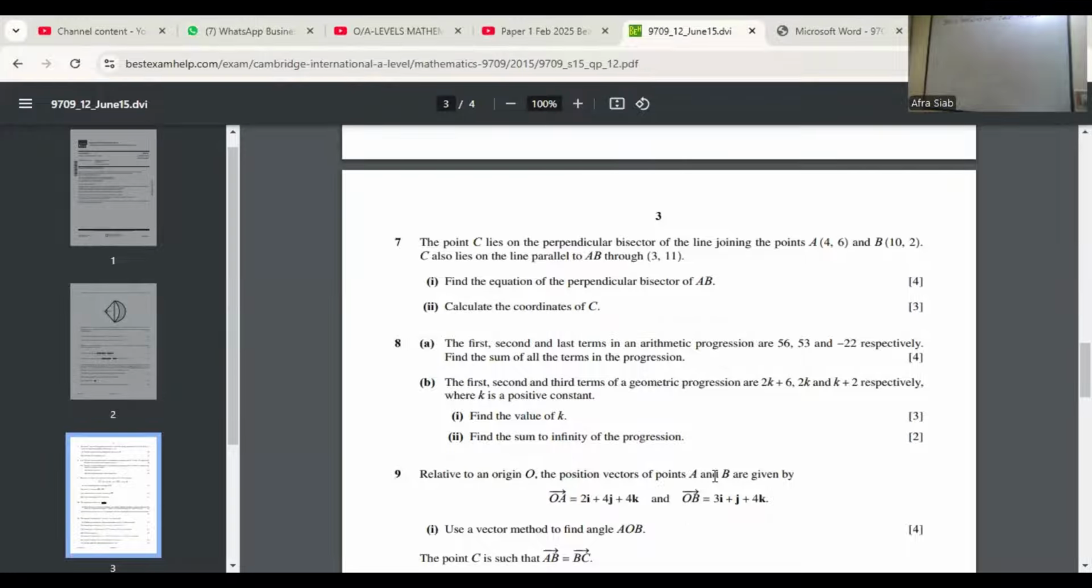Second, the first, second, and third terms of a geometric progression are 2k plus 6, 2k, and k plus 2 respectively, where k is a positive constant. Find the value of k and find the sum to infinity of this progression.